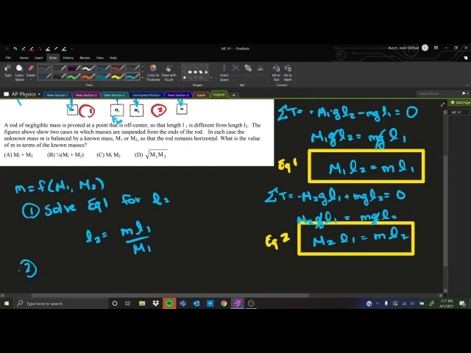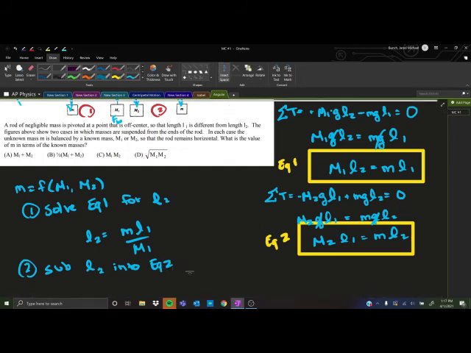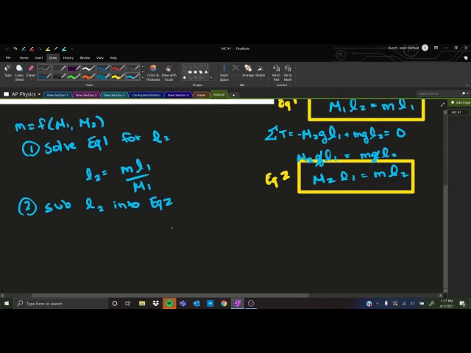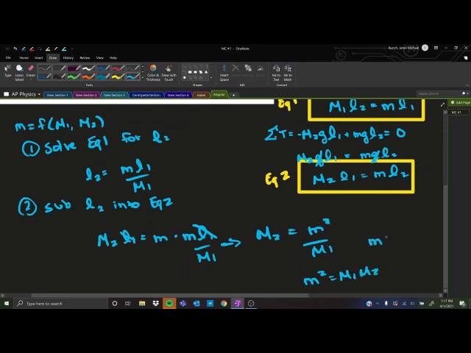Now we will sub L2 into equation 2. And that will help us to get rid of our lengths and just have an answer of mass in terms of the other masses. So we will have M2 L1 equals M times M L1 over M1. So our L1s cancel, and we get M2 equals M squared over M1. So then M squared equals M1 M2, and M equals the square root of M1 times M2.